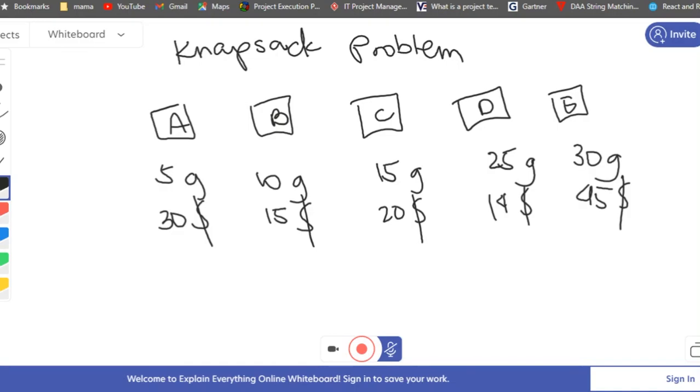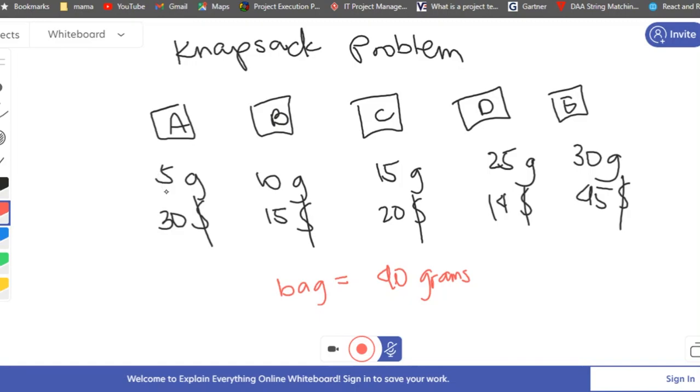So, sa knapsack problem, may isang magnanakaw. Okay, may isang magnanakaw na pumasok sa bahay ng mayaman. And then, yung bag niya carries, okay, bag carries only a total of 40 grams. Okay? So, maraming mga items dyan na naka-display.